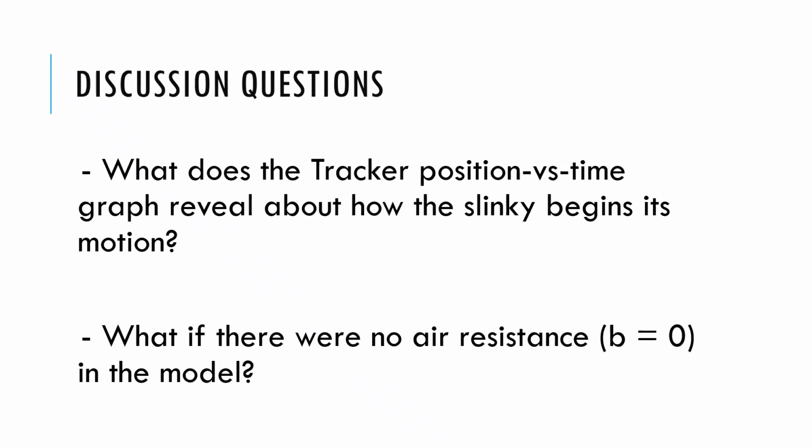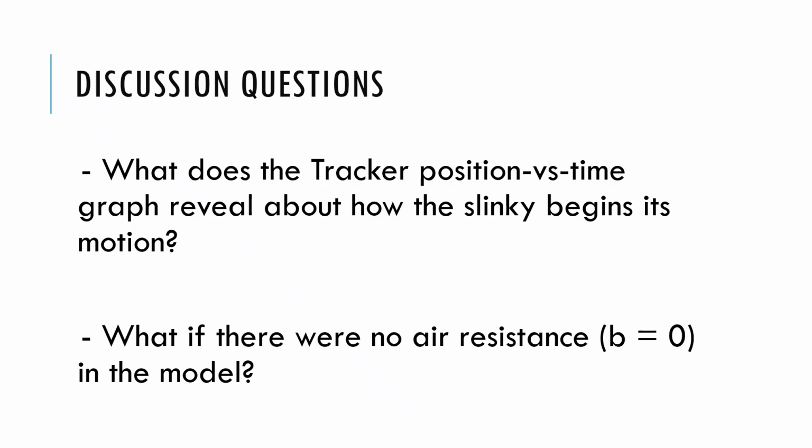So question 1 asks, what does the Tracker position versus time graph show about how the Slinky begins its motion? The answer is the Tracker data indicates that the top of the Slinky barely moves during the first few seconds, with its vertical position staying nearly unchanged. This means that the Slinky doesn't immediately drop when released because the lower coils are still supporting the upper ones through internal tension. Only after the Slinky collapses internally does the tension vanish, causing the entire Slinky to free fall, which appears as a sharp downward change in the graph.